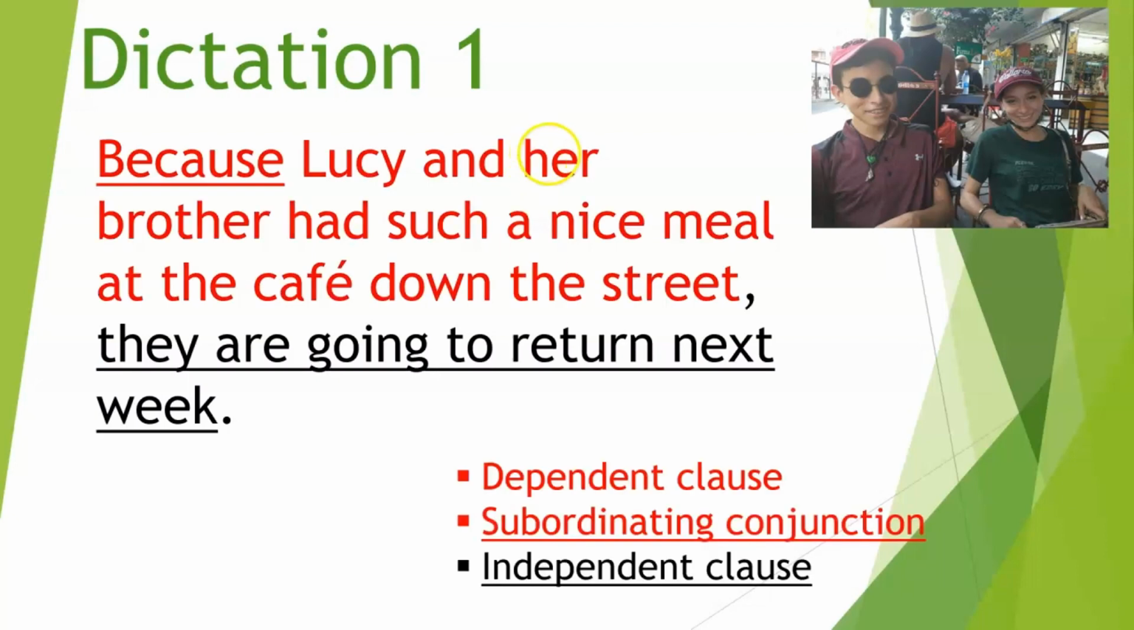Okay, let's take a look. Now, so we've got the dependent clause. Because Lucy and her brother had such a nice meal at the cafe down the street, that's the dependent clause. The subordinate conjunction is because, and then the independent clause, which begins with the subject, is they are going to return next week. All of this together is one nice, long, complex sentence with the dependent clause and the independent clause.